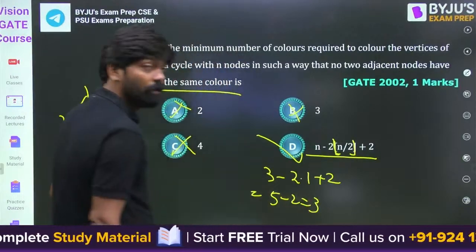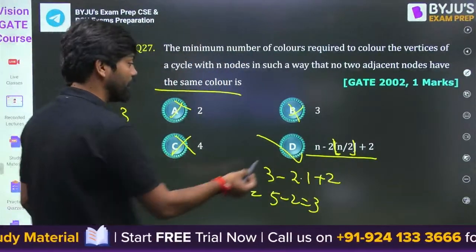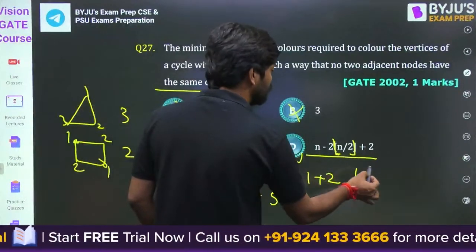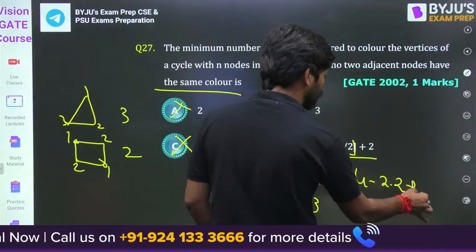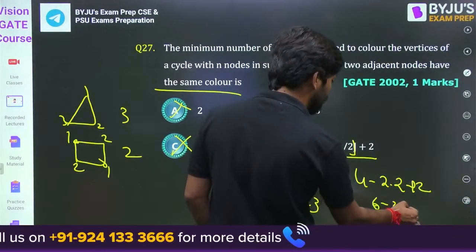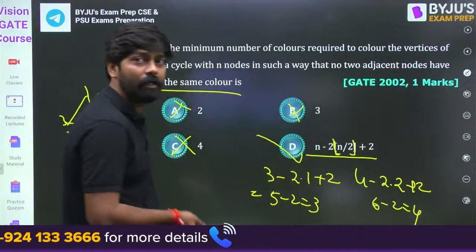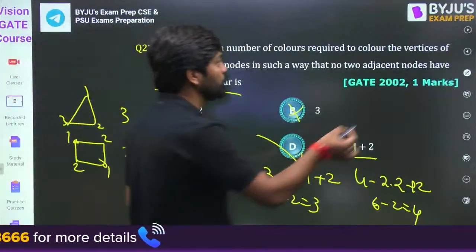Yeah, it will be satisfied. Now if you put an even value, 4 minus 2 into 2 plus 2, so it is 6 minus 2. It is nothing but 4. So that's why D is the right option. D for Delhi is the right option.